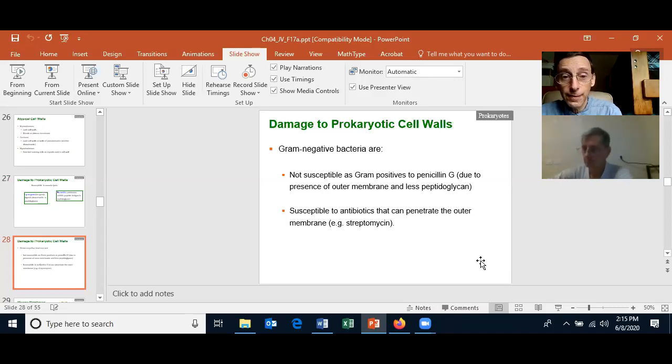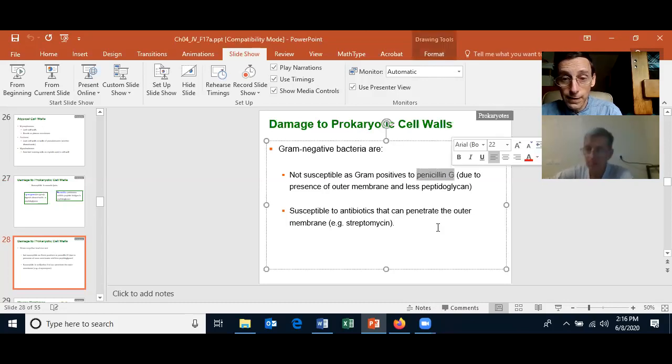As I stated, there are differences between the gram-negative bacteria and the gram-positive bacteria. The gram-negative bacteria are not susceptible to penicillin G, whereas the gram-positives are. Penicillin G just cannot get to the peptidoglycan in the cell wall of a gram-negative cell, meaning it cannot get through the outer membrane, and so it does not damage the cell wall of a gram-negative cell.